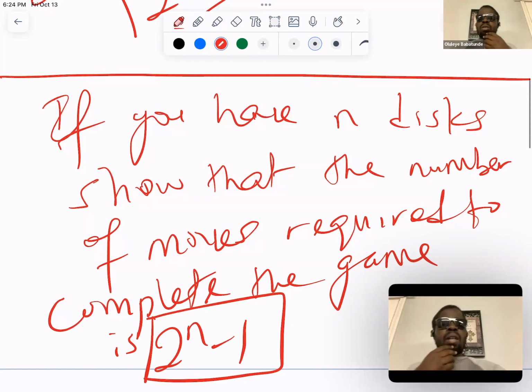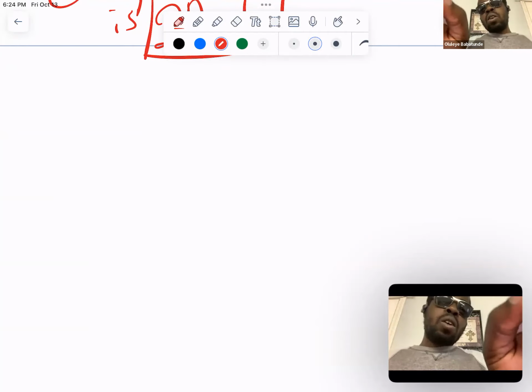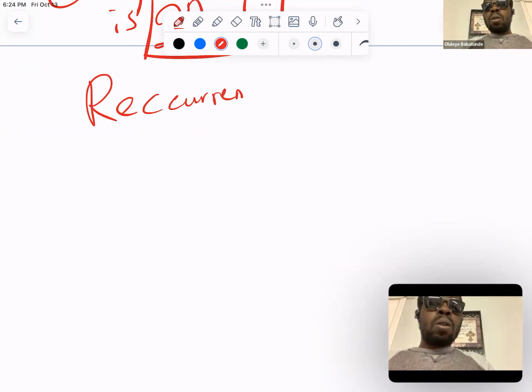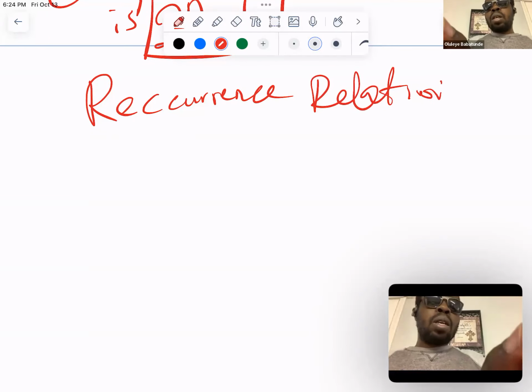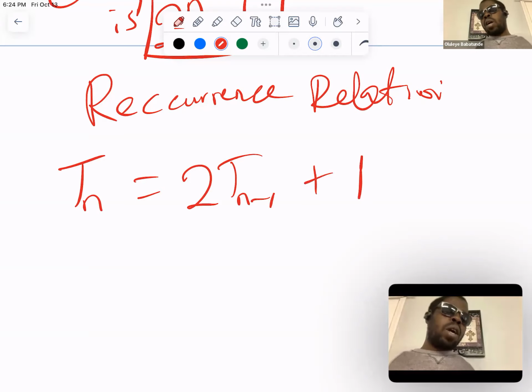Okay, now let's see how to do that. When you look at the nature of the game, you will discover that it satisfies the following recurrence relation: the next move is twice the previous moves plus 1. I'm going to tell you why.